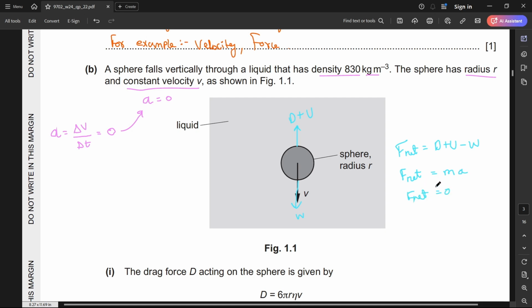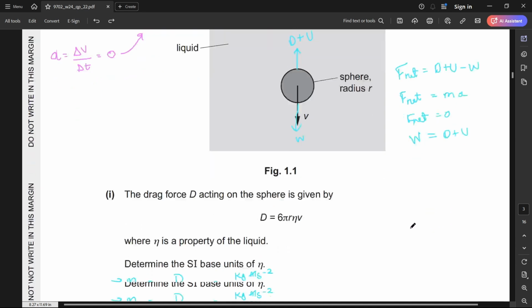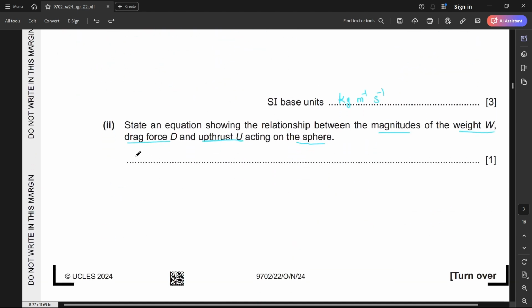And because my F net is 0, I can say that my W is equal to d plus u. I know that this is equal to 0, so I'm just shifting W to the other side. So that is how I get W is equal to d plus u. And that becomes my answer for part 2. My weight is equal to my drag plus upthrust, that is acting on the sphere.